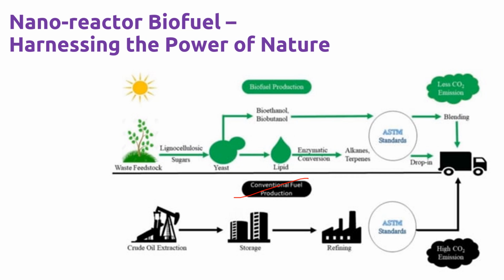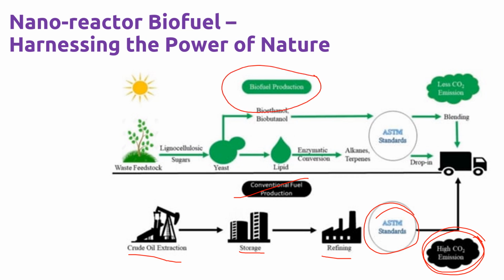As we know, conventional fuel production involves crude oil extraction, storage and refining, following ASTM standards. Roughly, we can understand this production as having high CO2 emissions. In contrast, the relative opposite of conventional production is biofuel production.